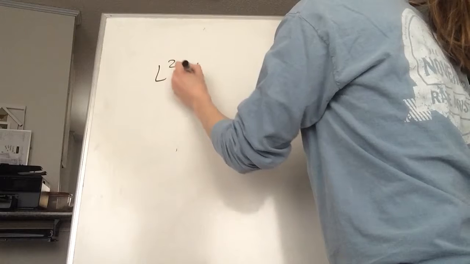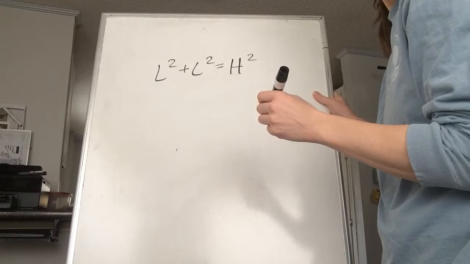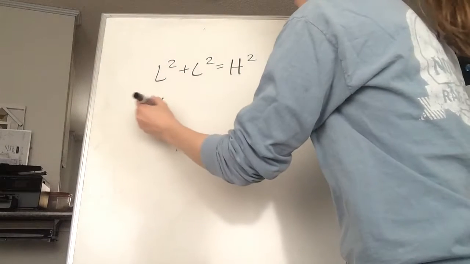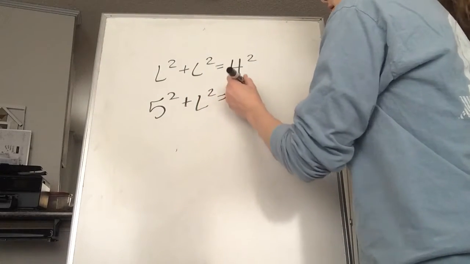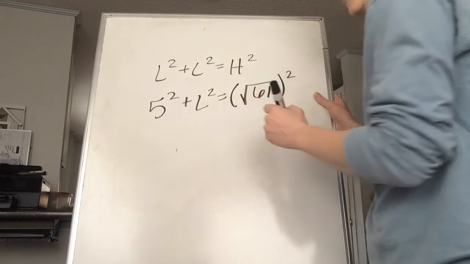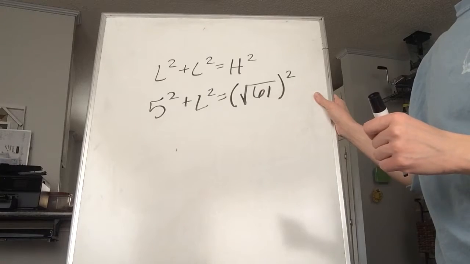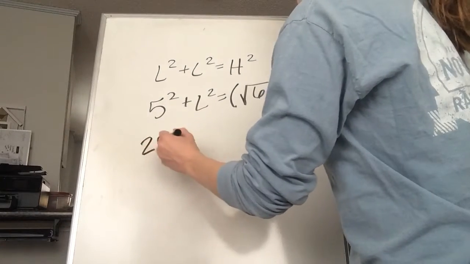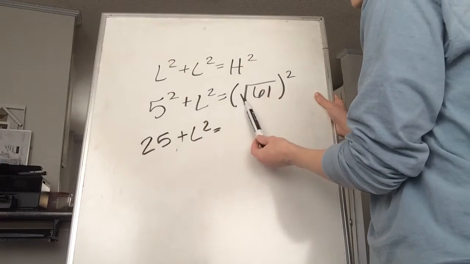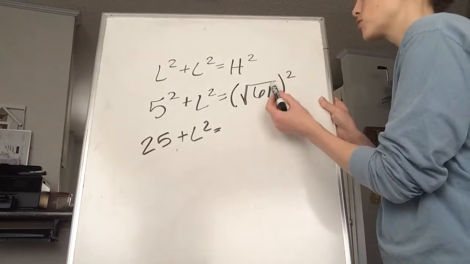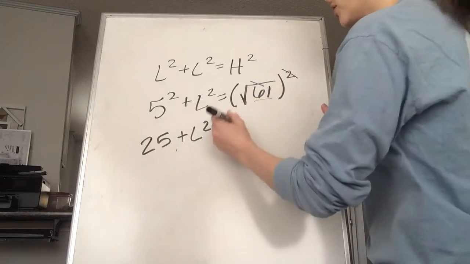So leg squared plus leg squared is equal to hypotenuse squared. So 5 squared plus leg squared. Our hypotenuse is square root of 61 squared. So we start solving for this. 5 squared is 25. So plus leg squared. And then remember, square root of 61 squared. The square root and the square cancel each other out. So you're left with just 61. So whatever's under the radical.